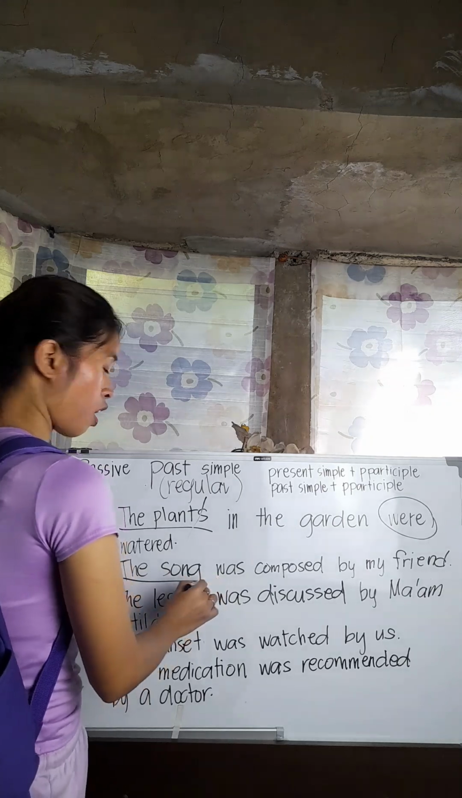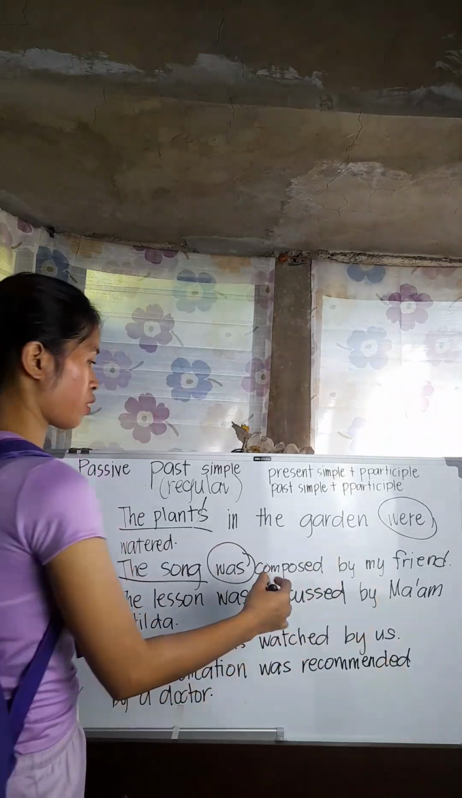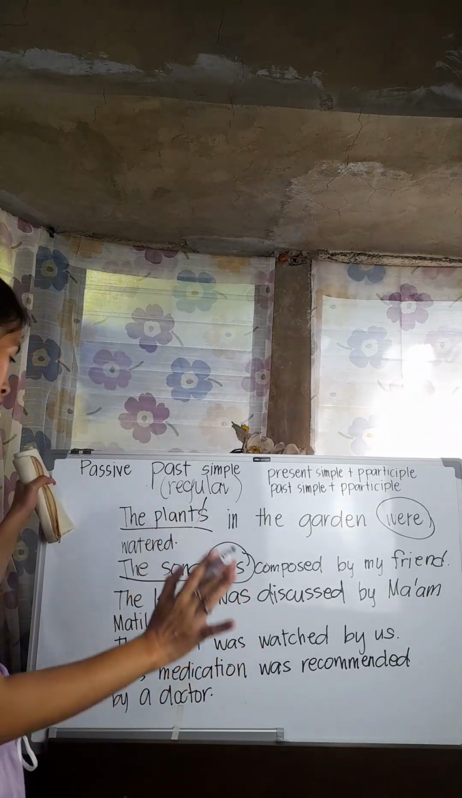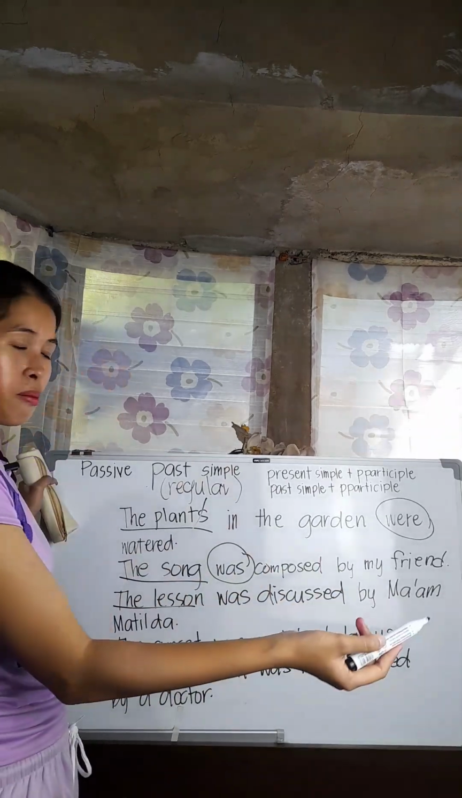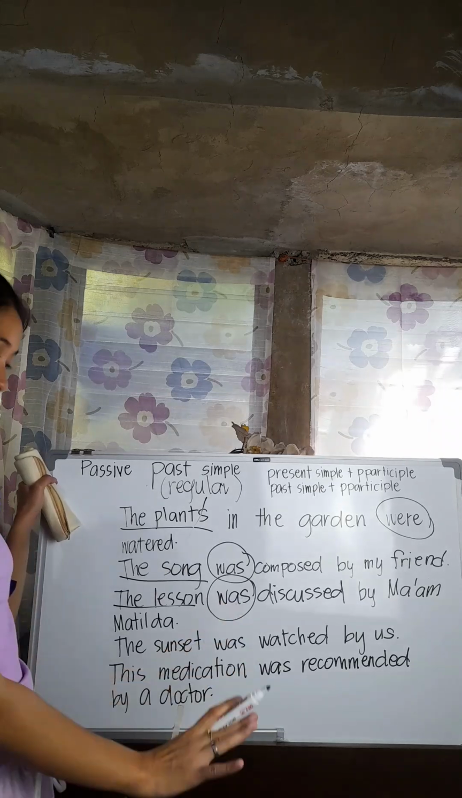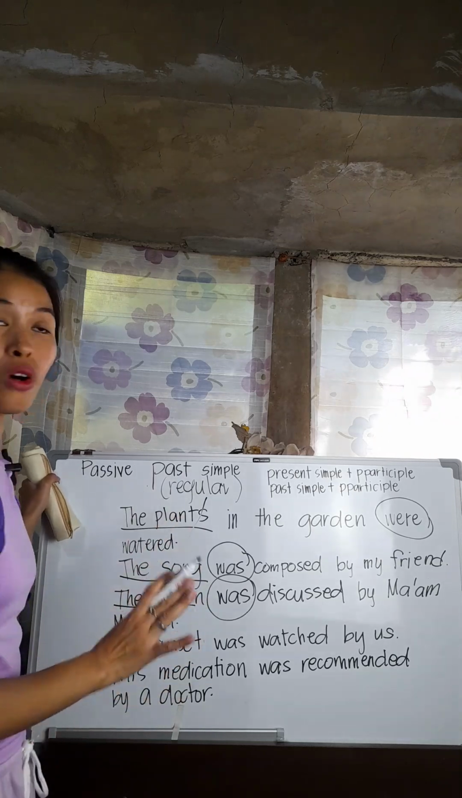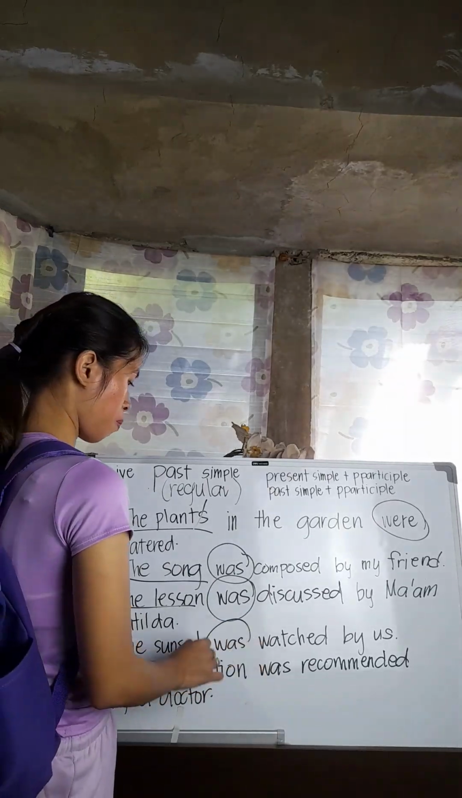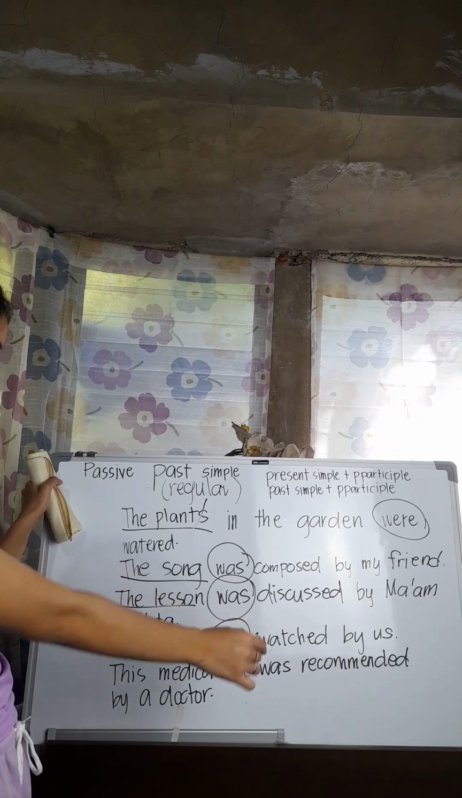For the seventh sentence, the song was composed by my friend. Subject, the song. Past simple, was. Past participle is the word composed. For the eighth sentence, the lesson was discussed by Mom Matilda. Subject, the lesson. Past simple, was. The past participle, discussed. For the ninth sentence, the sunset was watched by us. Subject, the sunset. Was as the past simple. Past participle is the word watched.